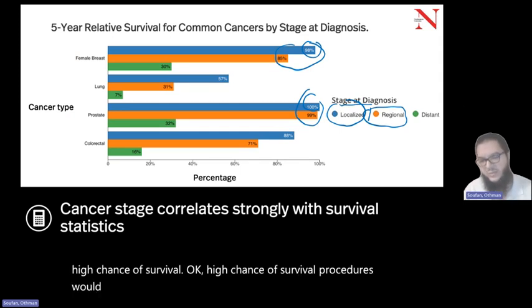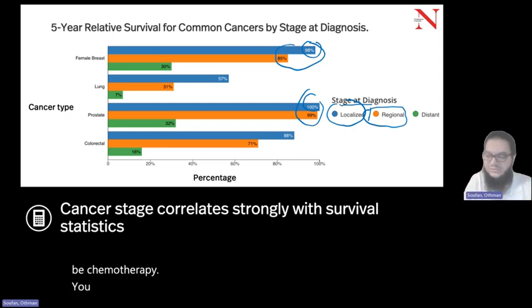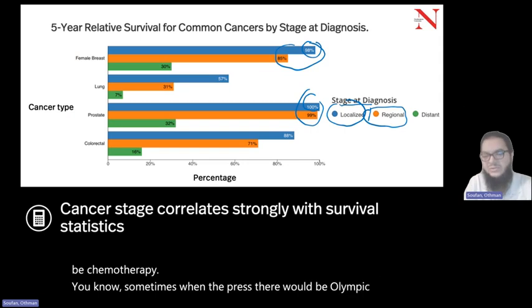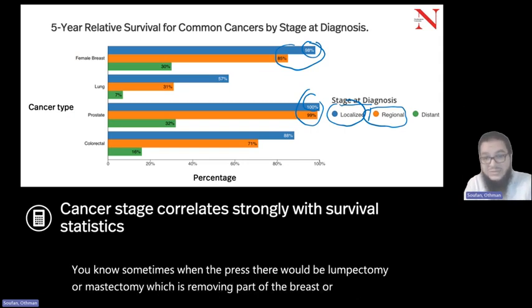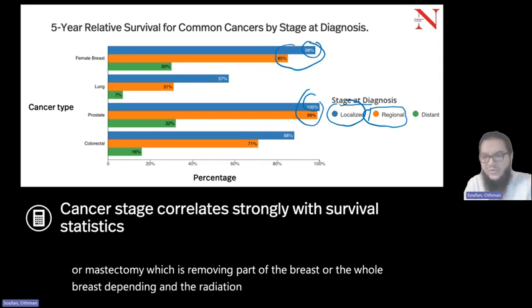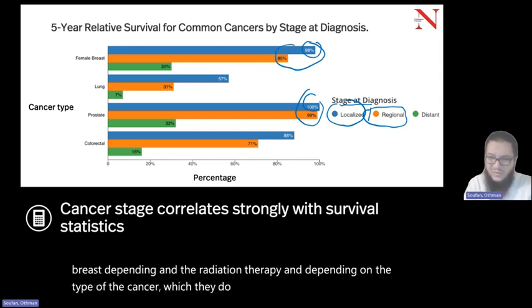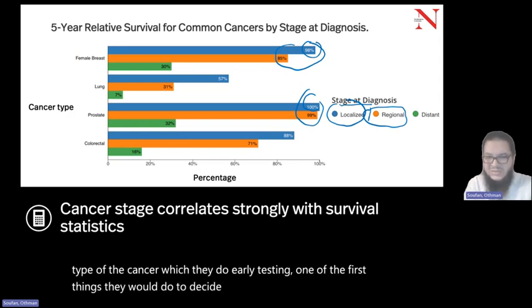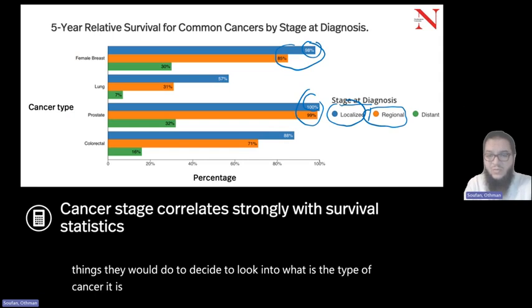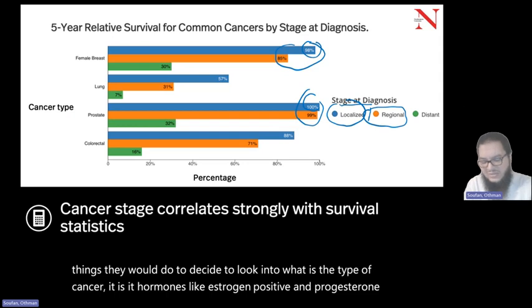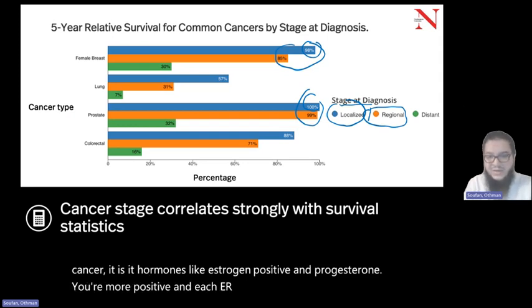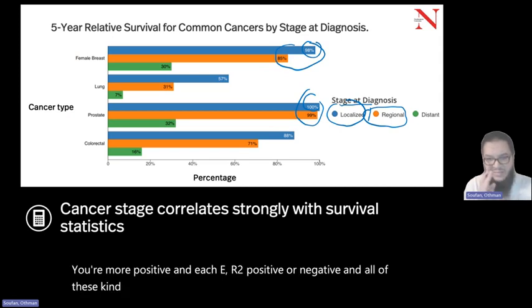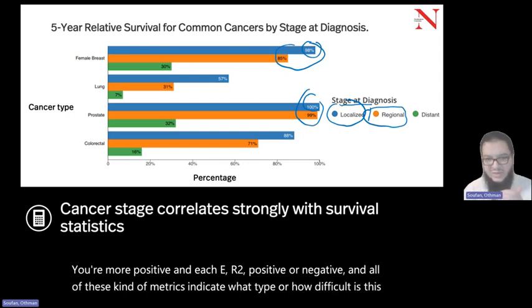Procedures would be chemotherapy, and sometimes for the breast, there would be lumpectomy or mastectomy, which is removing part of the breast or the whole breast, depending, and then radiation therapy. Depending on the type of the cancer, they do early testing. One of the first things they do is look into what the type of the cancer is. Is it hormone, like estrogen positive and progesterone positive, and HER2 positive or negative? All of these metrics indicate what type it is, or how difficult this cancer is in terms of treatment.